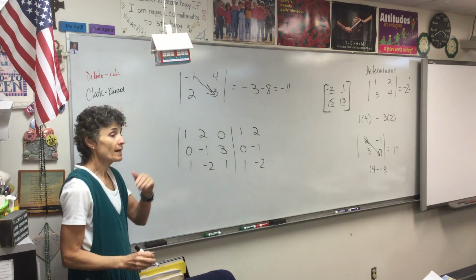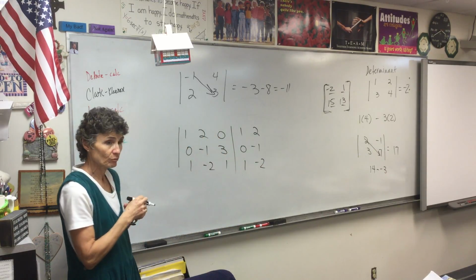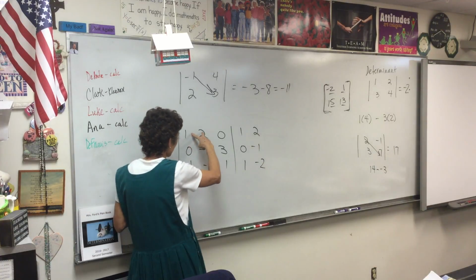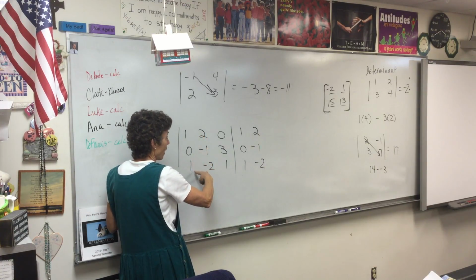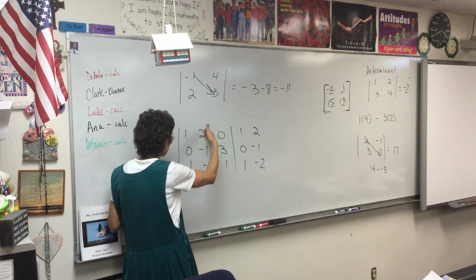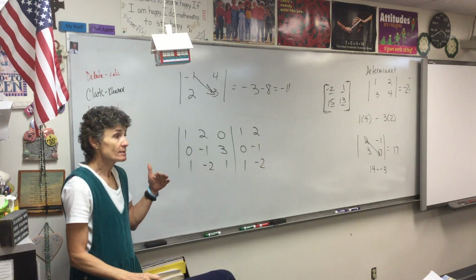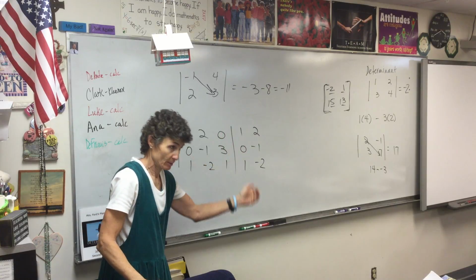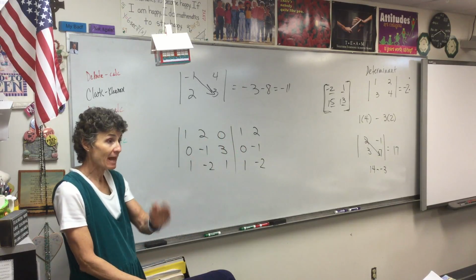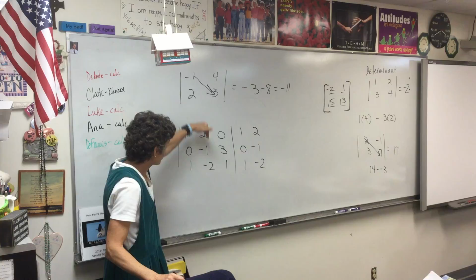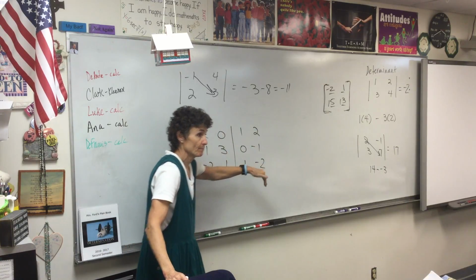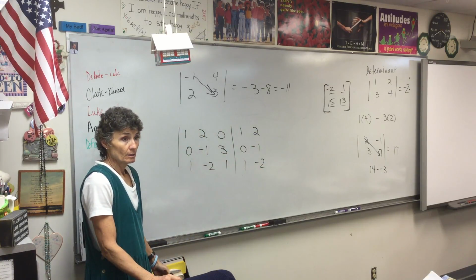So, first thing I do when somebody gives me a 3 by 3 is I recopy the first 2 columns. Whatever they are, I just recopy them. Notice, if they're negative, I have to copy the negative. I'm going to copy them exactly. The first 2 columns. Okay?